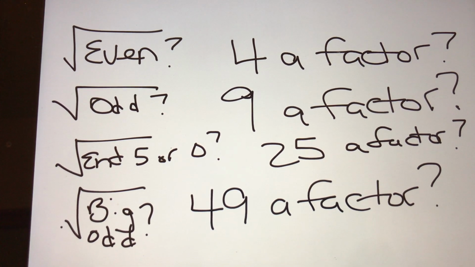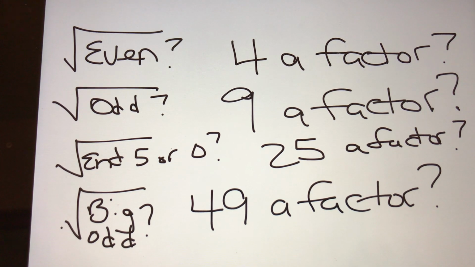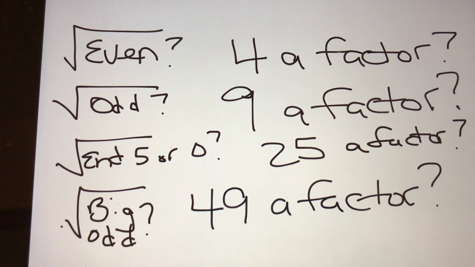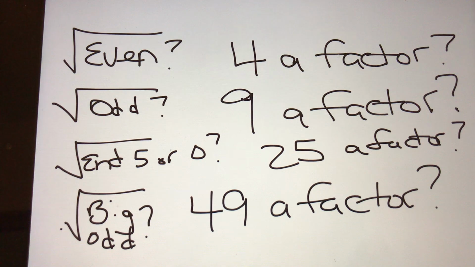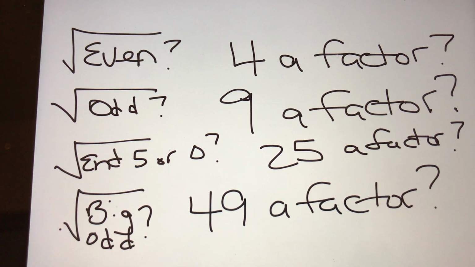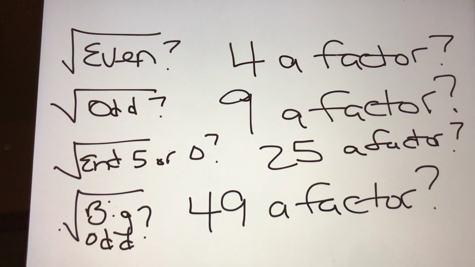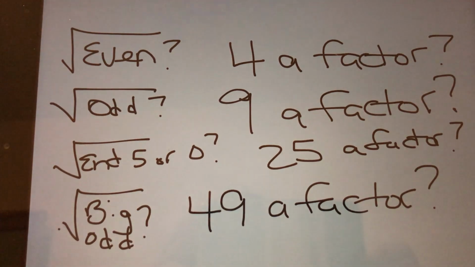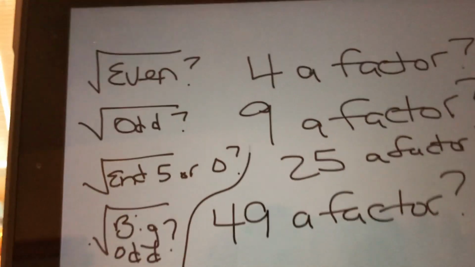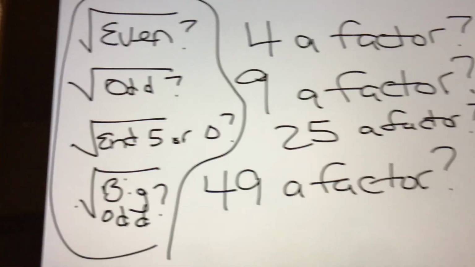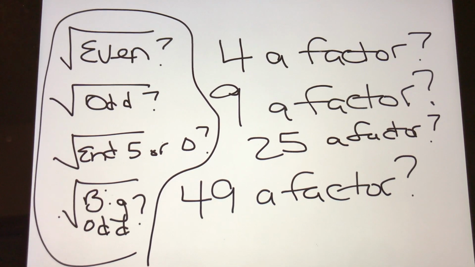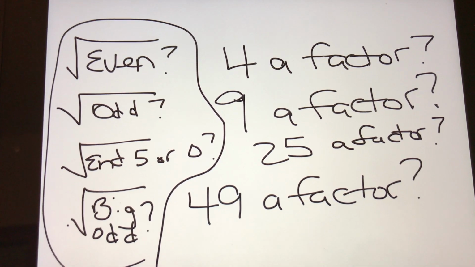So for the purpose of this section, for this class, these are the 4 perfect squares that I want you to check to see if you can simplify your radical. Is 4 a factor, 9, 25, or 49? And these are the clues that are going to help you determine which one of those you're going to check. Okay? All right. So next, let's do an example.